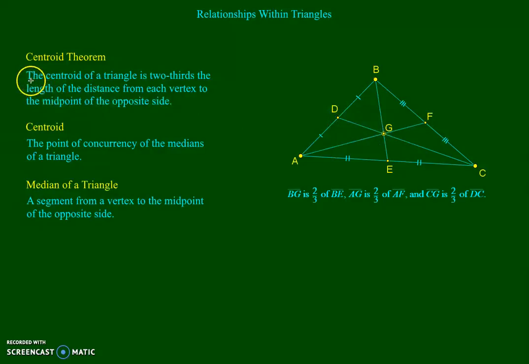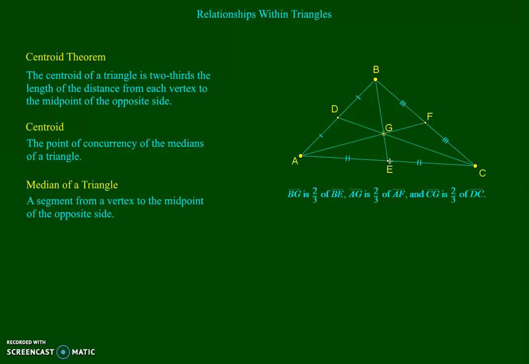So the centroid theorem tells us that the centroid of a triangle is 2/3 the distance from each vertex to the midpoint of the opposite side. To put that in perspective, let's take a look at median BE. The segment BG is 2/3 of the length of BE, making GE 1/3 the length of BE. It also means that BG is twice the length of GE. So once again, segment BG is 2/3 of the length of BE.